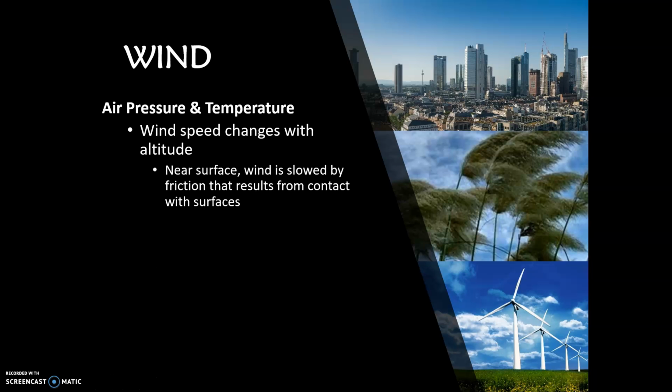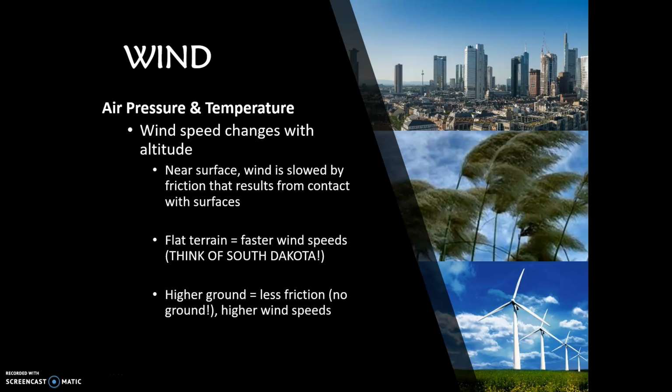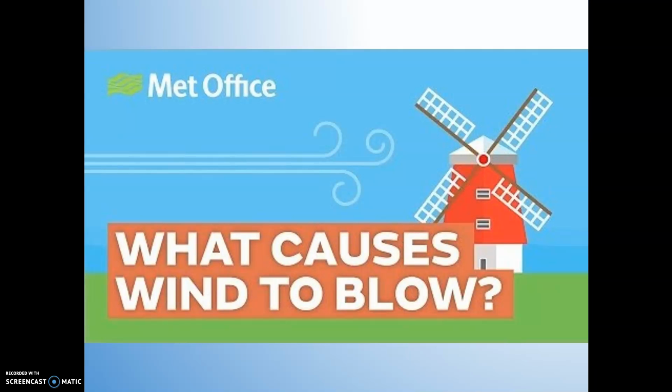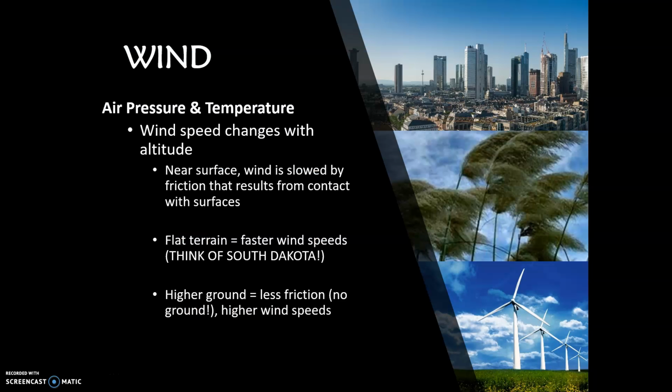Wind speed can change with altitude. It tends to blow faster further up because it doesn't come in contact with as many things. It moves faster in flatter terrain. Think about South Dakota. And it really has to do with friction.